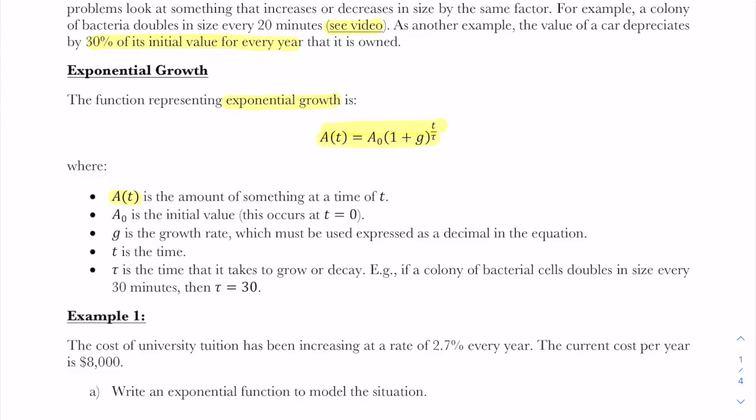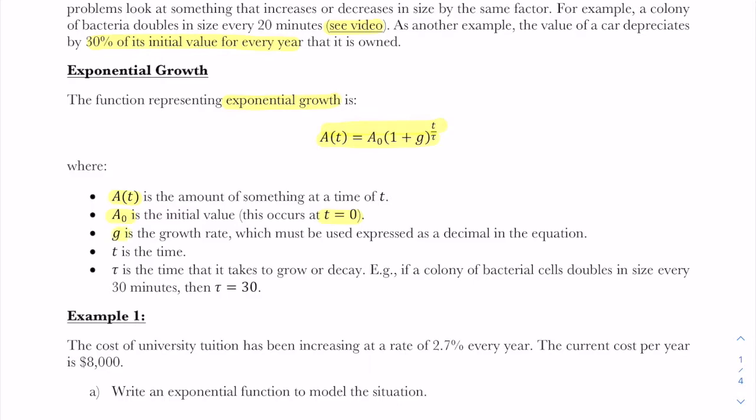A sub 0, often read as A naught, or A with a subscript of 0, represents the initial value. In most cases, the initial value will be taken to be at time t equals 0. Think of it like you start a stopwatch at t equals 0, and however much you had at that time would be your initial amount.